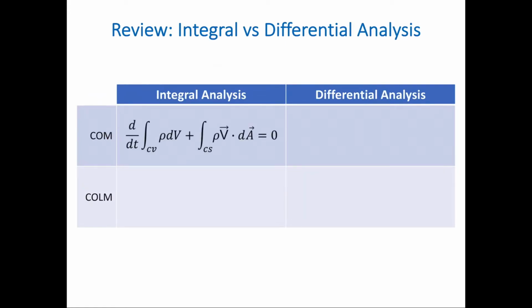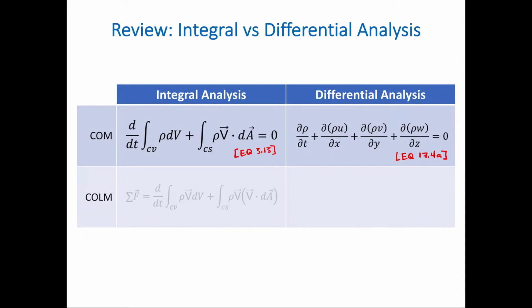So in that review, we can see integral analysis, what we used in previous lectures for conservation of mass, and now our differential analysis equation. One thing I should note here is that this is equation 3.13, and this is equation 17.4a, to help orient you.